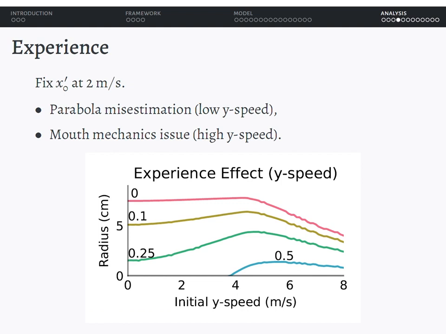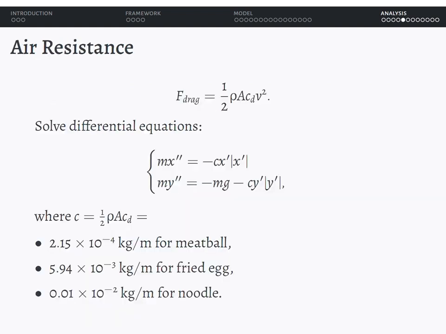When the y speed is low, the error mainly stems from the parabola misestimation, but Fritz can improve this through learning. When the y speed is high, however, mouth mechanics are the limiting factor, which is harder to improve by learning. We used the quadratic drag equation to incorporate air resistance and simulated the results for 3 different objects.